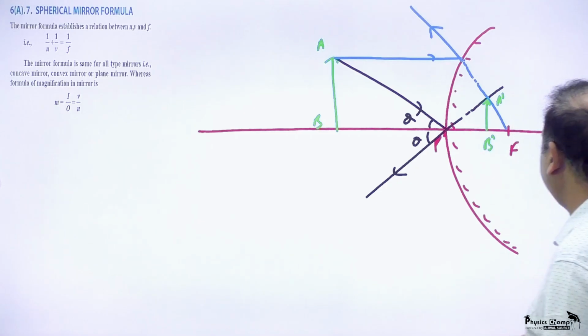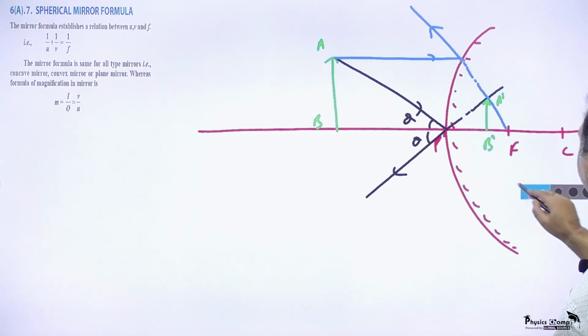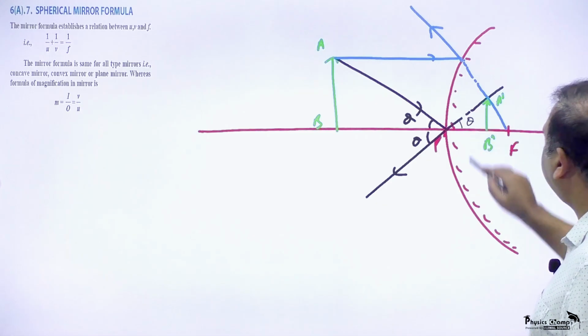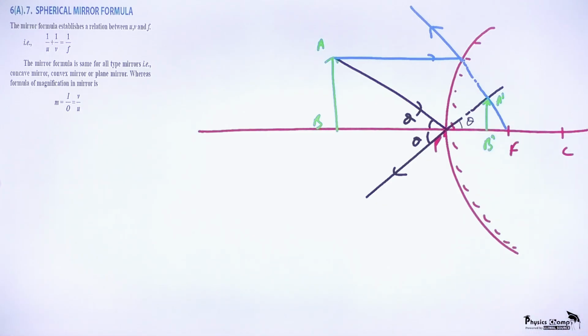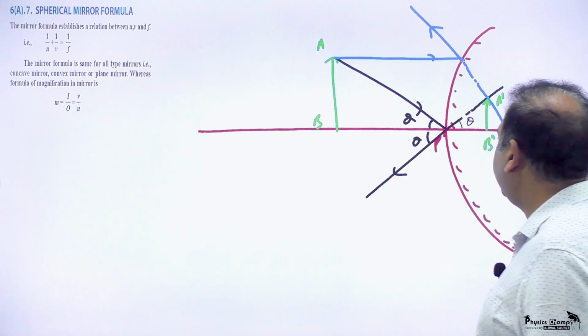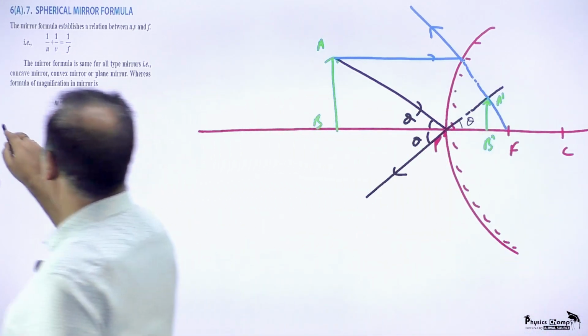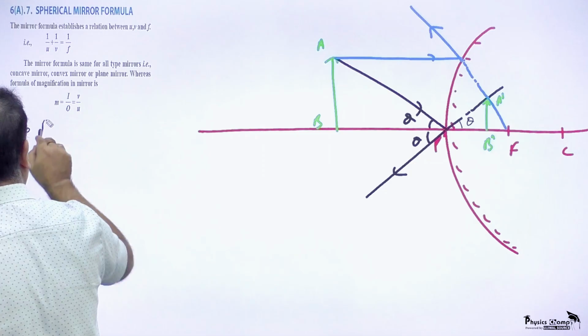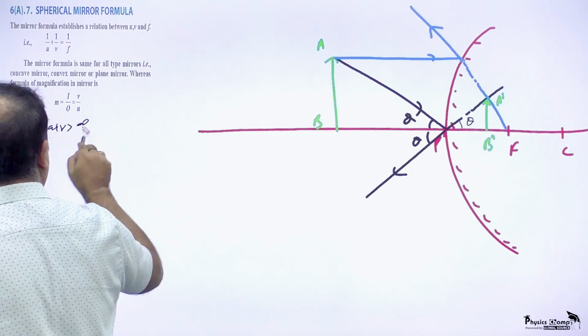And you can recall, if this angle is theta, then over here this angle is also theta. So as we did it, let's take two pairs of similar triangles. So we are looking for two pairs of similar triangles.